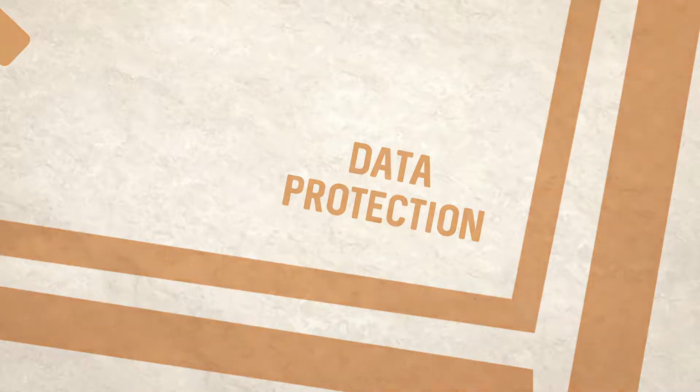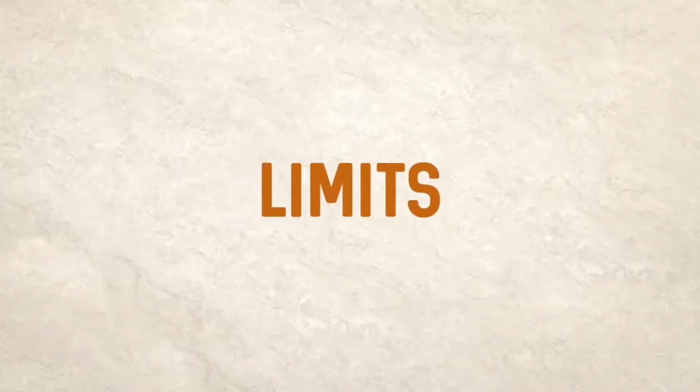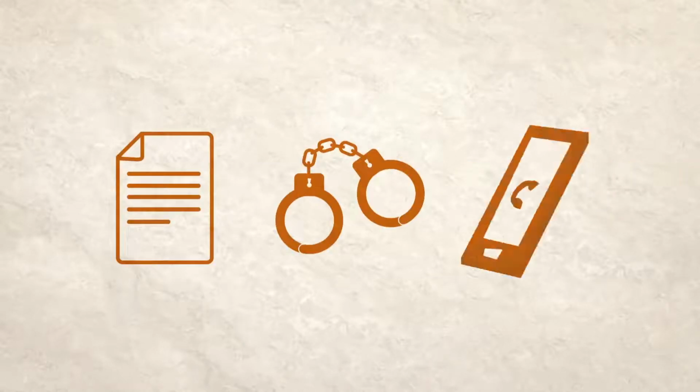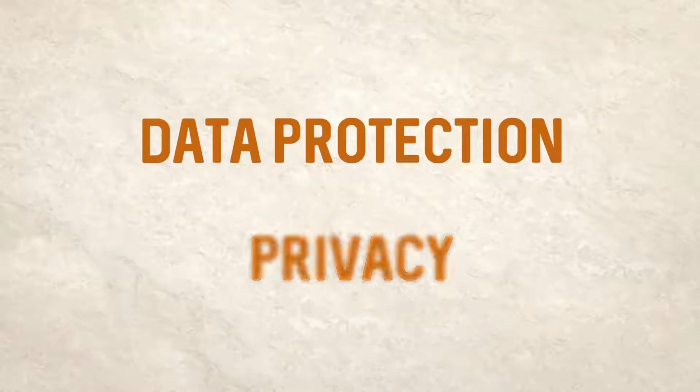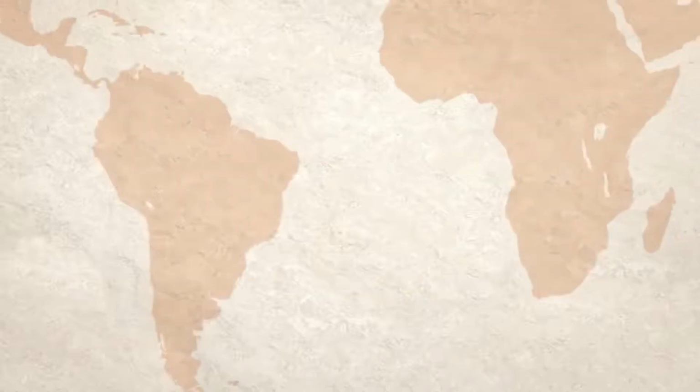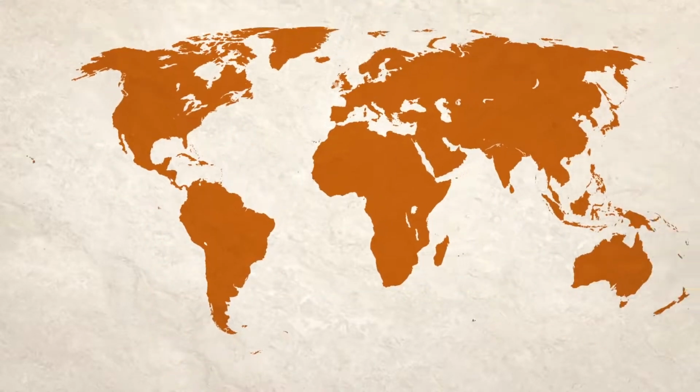Like privacy, data protection is also subject to limits, for example, when a warrant is obtained allowing law enforcement to access the phone records of a suspect. And while data protection is in some ways more clearly defined than privacy, how it is applied legally can still vary greatly depending on which country you're in.